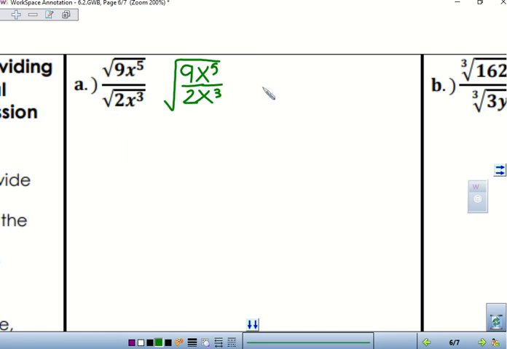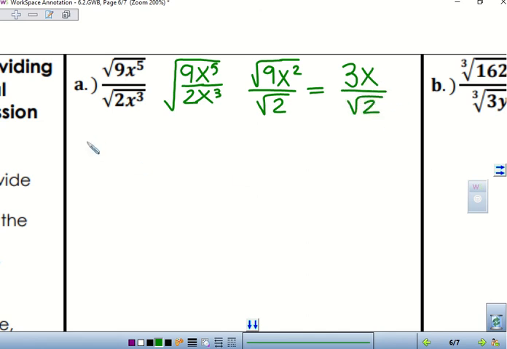Okay. So unfortunately, nothing's going to happen with the 9 and the 2. They don't divide. But inside the radical, what is x to the 5th divided by x to the 3rd? X squared. So you see how we were able to at least simplify the x's there. Now we can take the square root. What's the square root of the top going to be? 3x over radical 2. But you're not allowed to have a radical in the denominator.